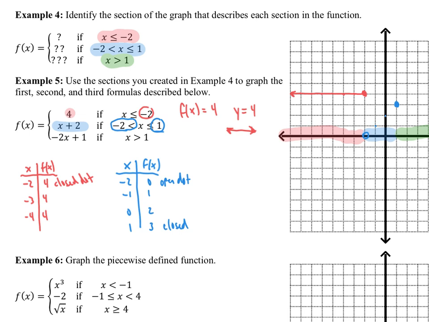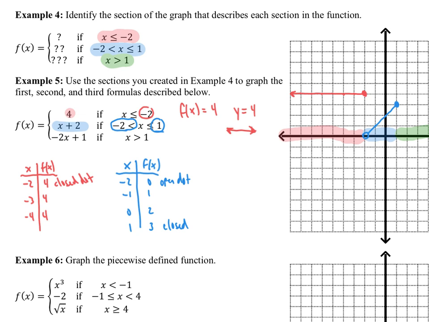And then, again, this is a line, right? The slope would be 1, the y-intercept would be 2. I know it's a line because the exponent is a 1 here, so this is just a graph of a line. Draw a line between those two endpoints.